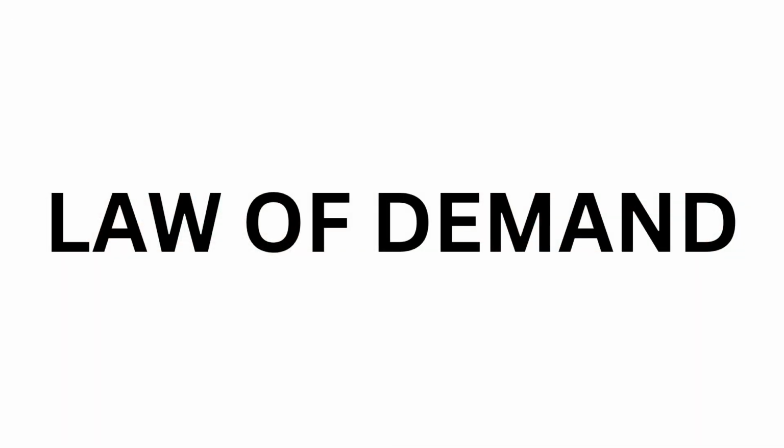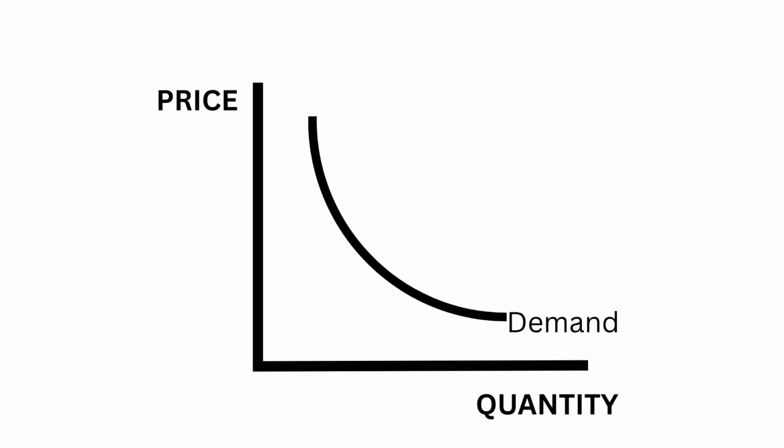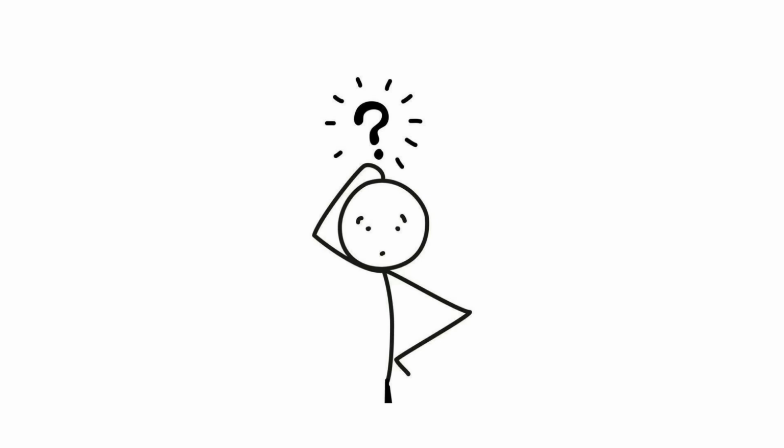Let's look at the law of demand. The law of demand states that as prices decrease, quantity demanded increases, and as the prices increase, the quantity demanded decreases. This shows us that price and quantity demanded have an inverse relationship. This is the demand curve. Well, let's think about it.